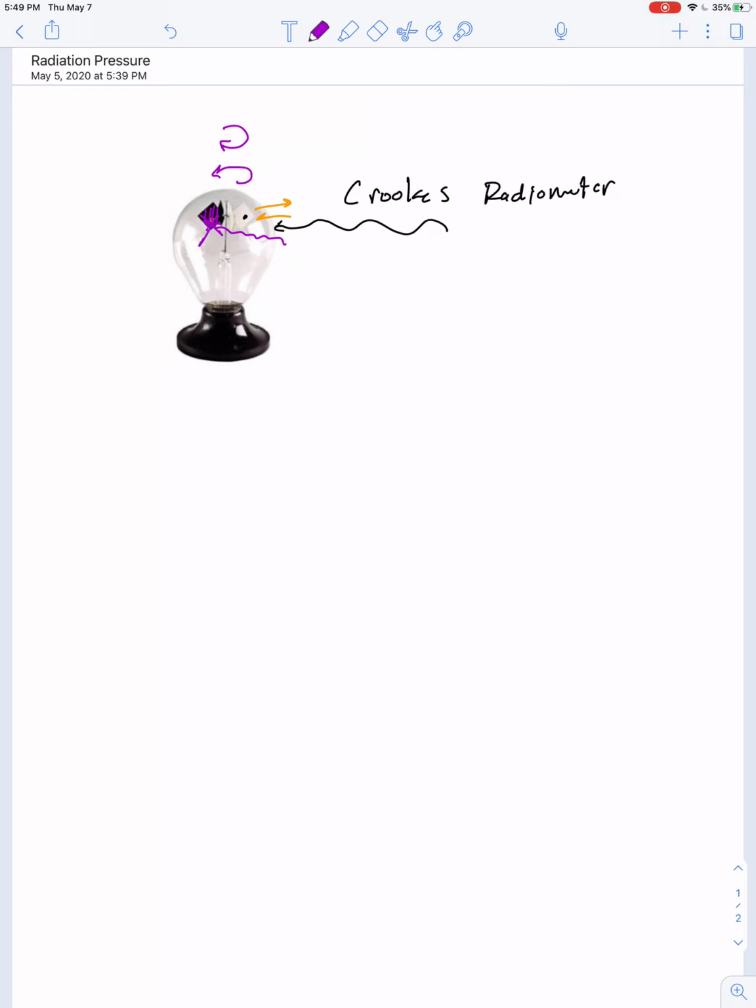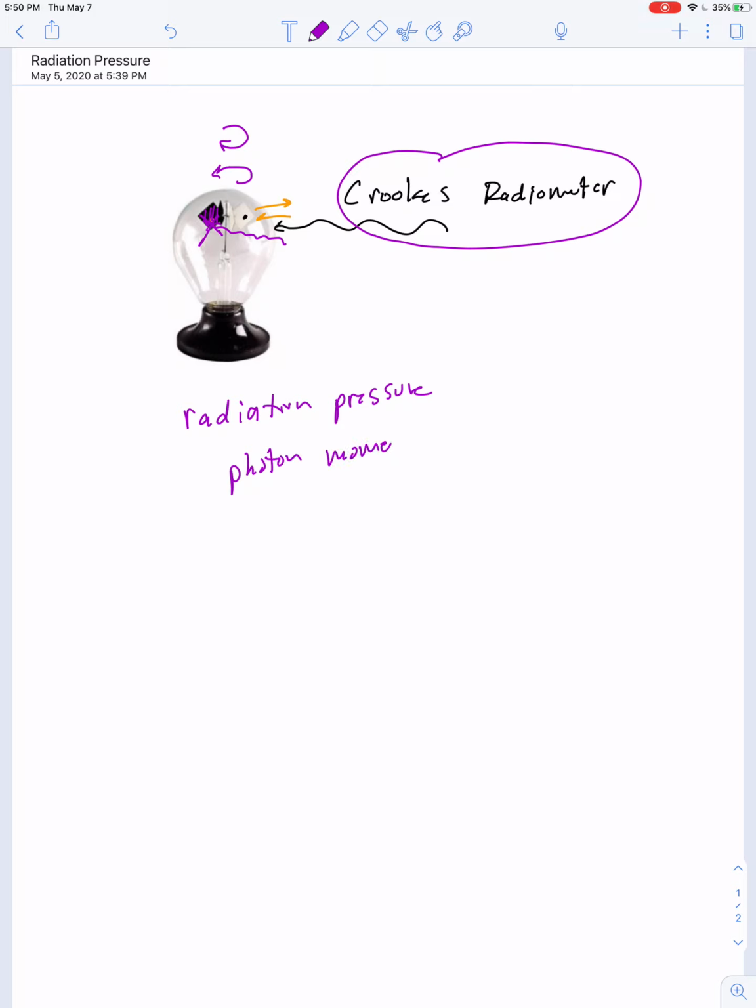But just because the radiometer doesn't operate off of photon momentum doesn't mean that photon momentum is not real, or radiation pressure. These are two interchangeable phrases, roughly. So photons don't have any mass, but they do have momentum.